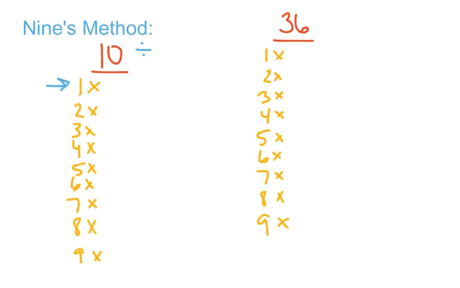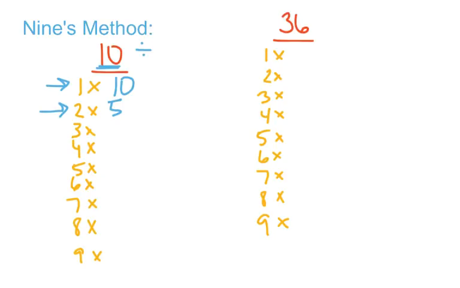10 divided by 1 is 10. So that tells me that 1 times 10 is 10. 1 and 10 would both be factors of 10. I'm going to move on to the number 2. 10 divided by 2 is 5. So that tells me that 2 times 5 is also 10.